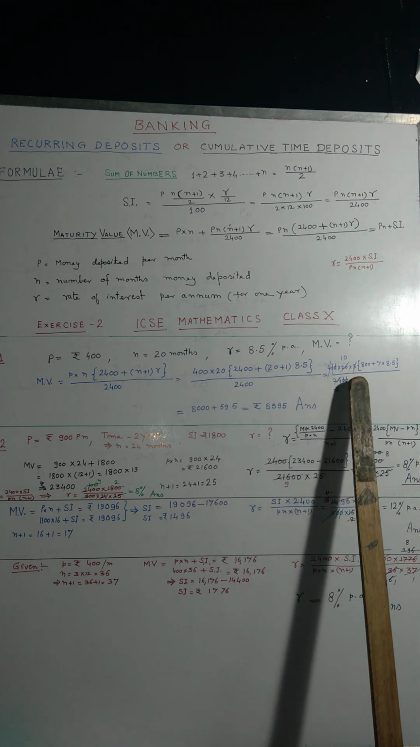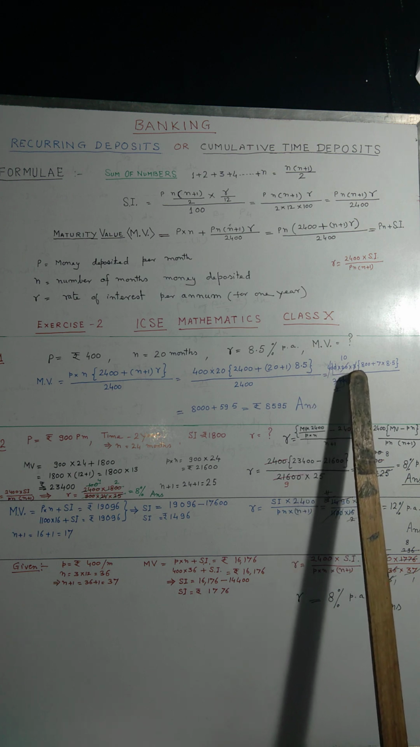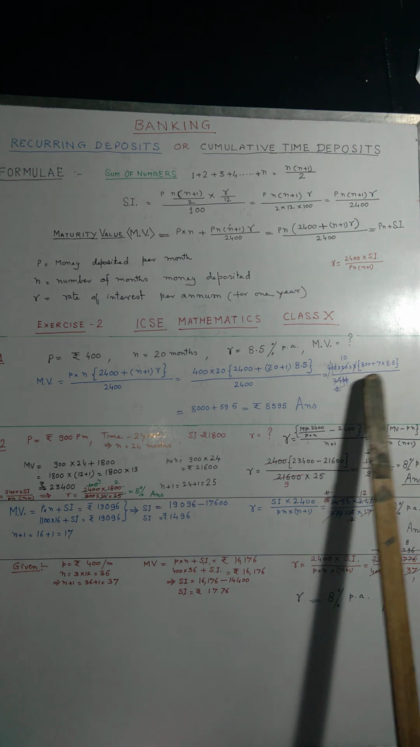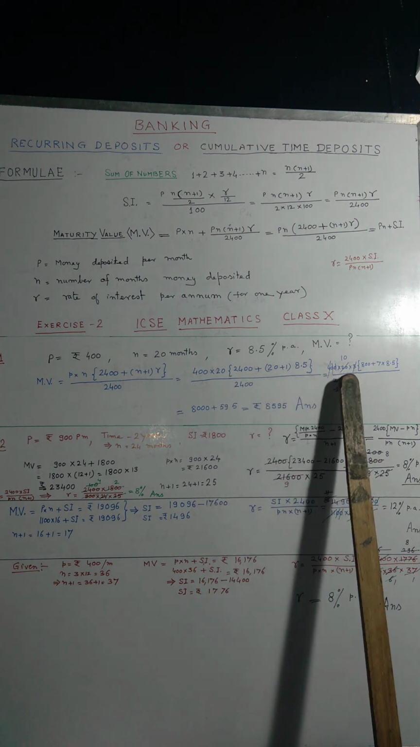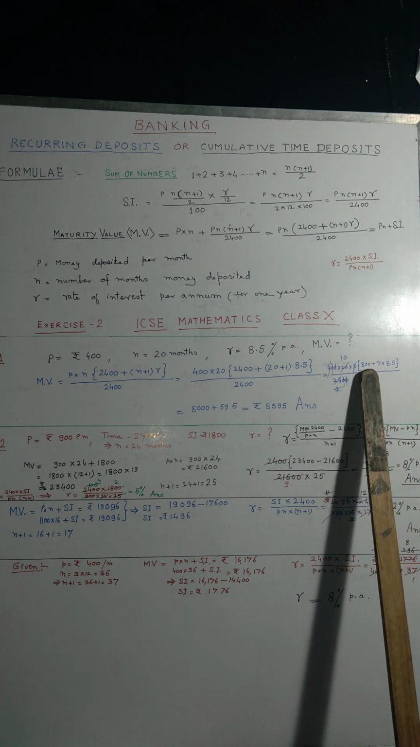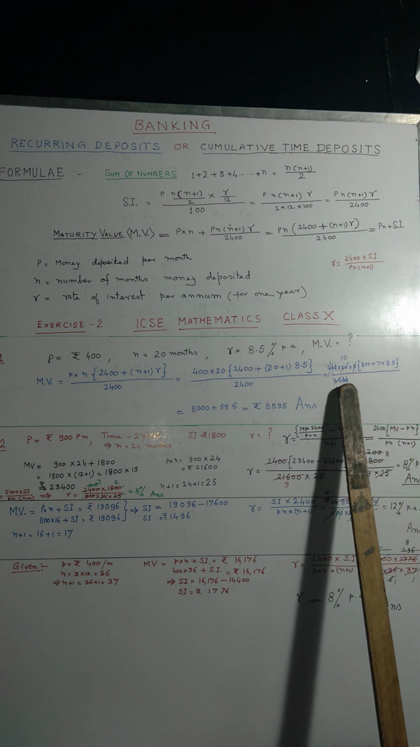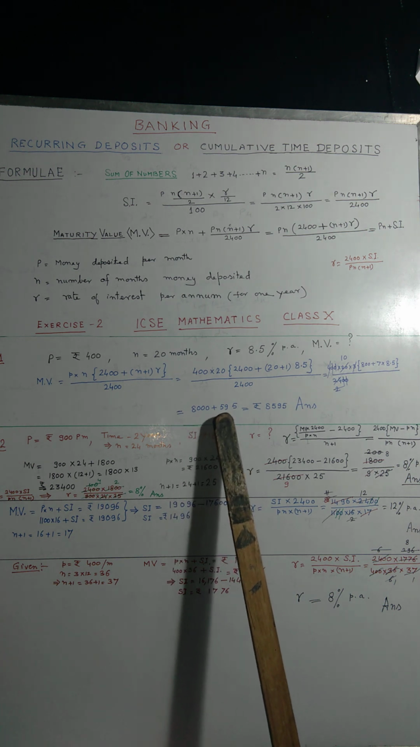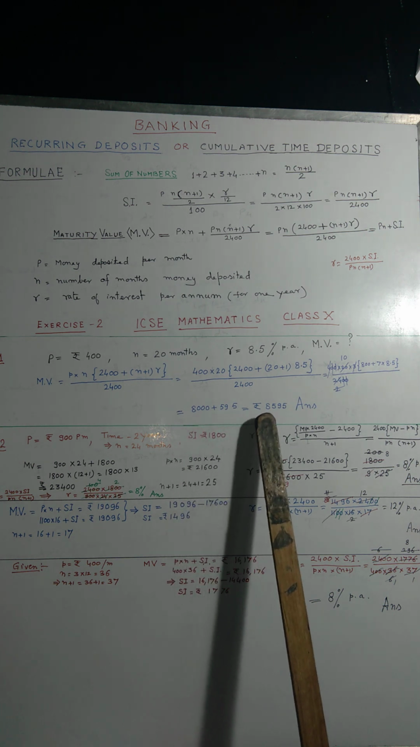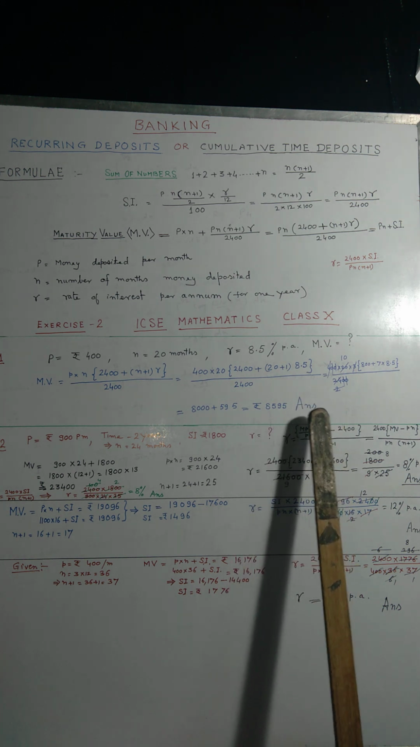It can be further solved as 400 into 20 into 3. We can take 3 common: you see 21 and 2400 have been divided by 3, so 3 is outside of the bracket. So 800 plus 7 into 8.5 whole divided by 2400. It can be further solved as 8000 plus 595, so it will be equal to 8595. This will be the answer of question number 1.